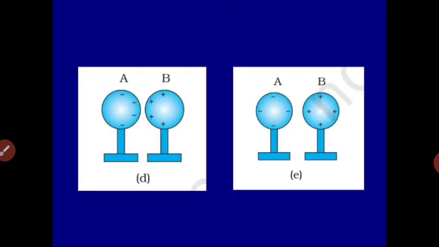What happens after this? When you remove the glass rod, the charges which were initially on the extreme end now come towards the closer end. This is because we know unlike charges attract. But because the spheres are separated, charges cannot move and fuse with each other.